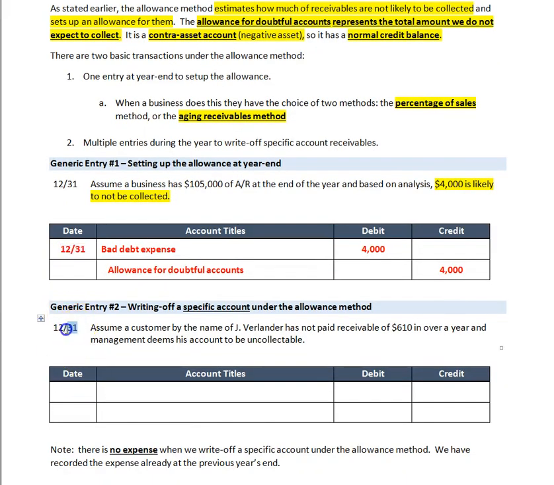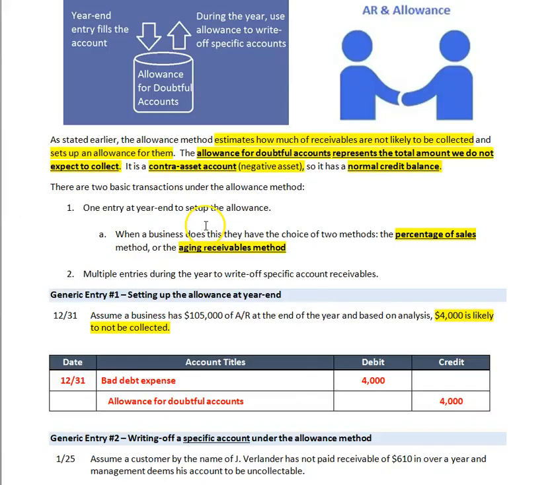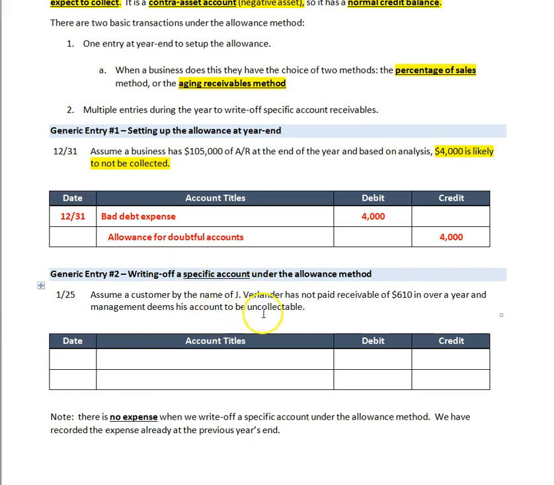The next one, I'm going to change the date here. It's more fair that it'll be something else. I'll change it to my birthday. But it's going to occur during the year. Alright, so a customer hasn't paid his receivable of $610 in over a year.